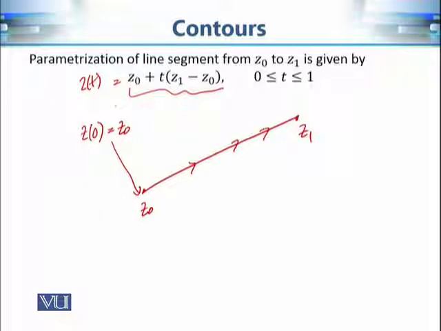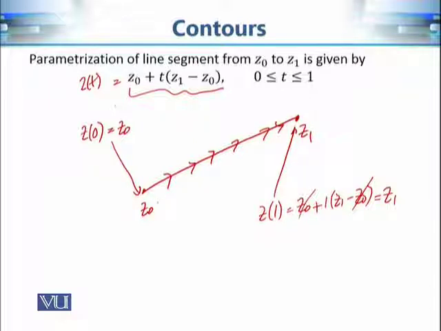And if we take t equal to 1, then we can easily check that Z of 1 is going to be equal to Z0 plus 1 times Z1 minus Z0. So Z0 and Z0 will cancel out and we get Z1. So Z of 1 is basically Z1. So it is basically a line segment and the direction of motion is Z0 to Z1. So this is the parametric equation.